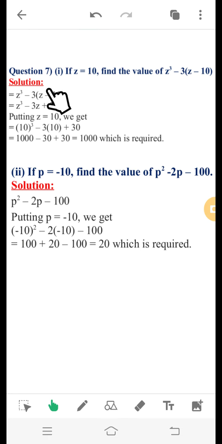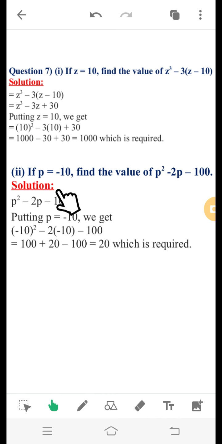Now question 7. If z is equal to 10, find the value of z cube minus 3 into bracket z minus 10. First simplify this bracket: z cube minus 3z plus 30. Now put the value of z equal to 10. So it's 10 cube minus 3 into bracket 10 plus 30. 10 cube means we have to multiply 10 three times, so it's 1000 minus 3 times 10 is 30, plus 30. Minus 30 plus 30 will cancel. So the answer is 1000.